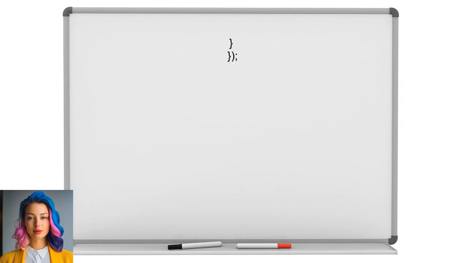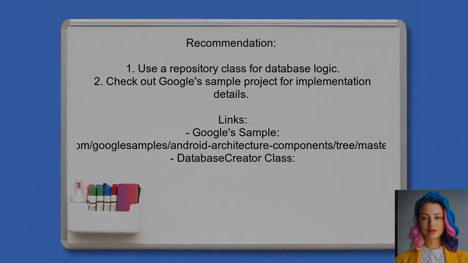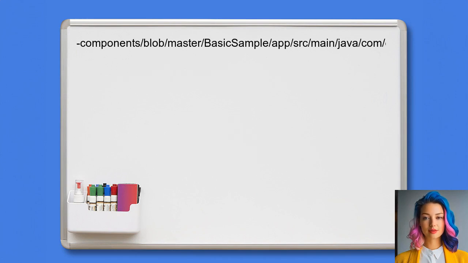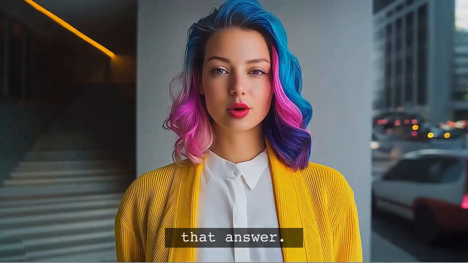An alternative approach suggested by a user is to handle the null value from sections.getValue by calling an API to fetch data and insert it into the database. This can be managed within the onChanged method of your observer. Additionally, it's recommended to encapsulate this database initialization logic within a repository class for better organization. You can refer to Google's sample project for guidance. That's it for that answer.